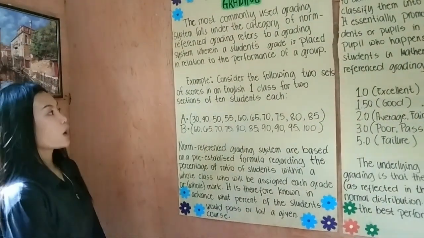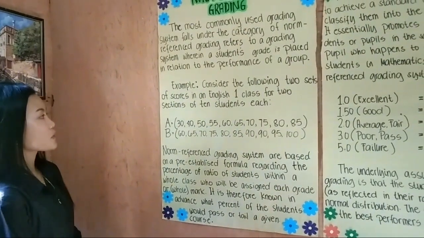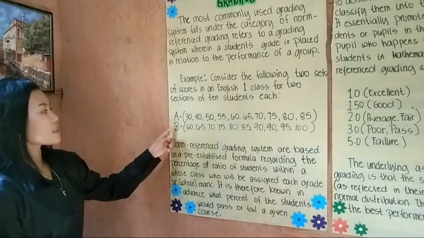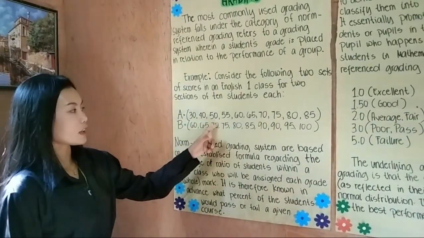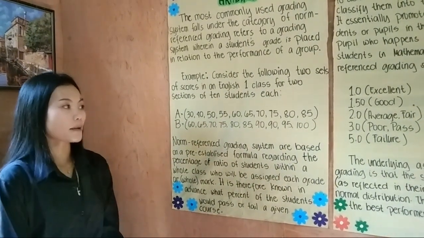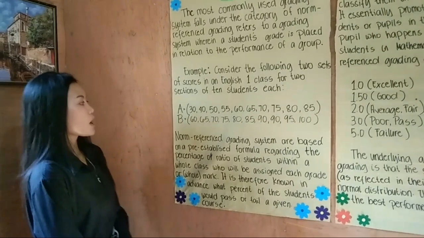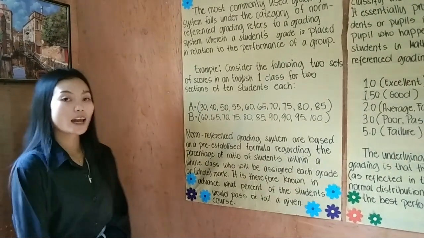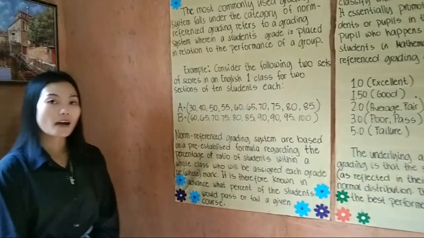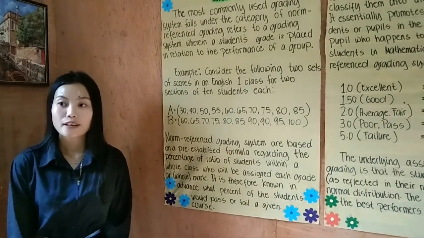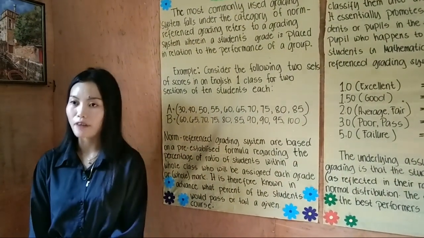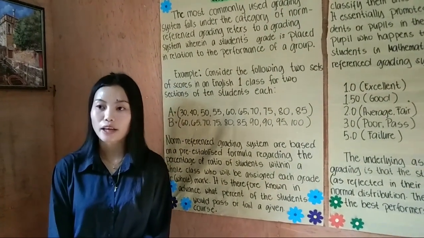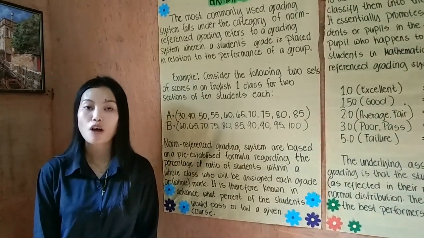So, this is the example. Consider the following two sets of scores in an English 1 class for two sections of 10 students each. Class A is 30, 40, 50, 55, 60, 65, 70, 75, 80, and 85. Class B is 60, 65, 70, 75, 80, 85, 90, 90, 95, and 100. In the first class, the student who got a raw score of 75 would get a grade of 80%, while in the second class, the same grade of 80% would correspond to a raw score of 80.